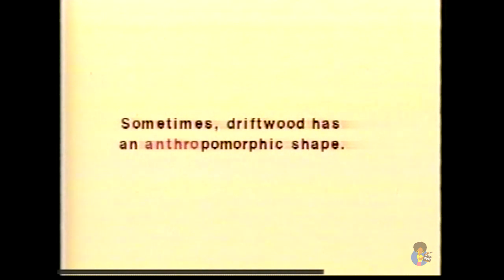Sometimes driftwood has an anthropomorphic shape. Once you know the meaning of the root anthro, you can take a good guess at the meaning of anthropology and anthropoid. Anthropology is the study of mankind. Anthropoids are human-like creatures. Gorillas, apes, and chimpanzees are anthropoids. And anthropologists study anthropoids in out-of-the-way places.